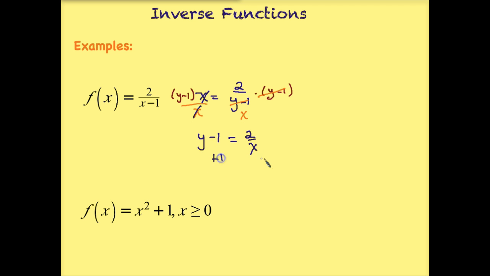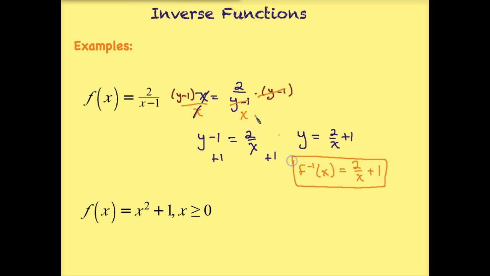Finally, we can add 1 to both sides, and we have a function that's y is equal to 2 over x plus 1. Now we have our inverse, and to represent our inverse, we would write it in inverse notation. f inverse x is equal to 2 over x plus 1. We've already defined our domain and range for this function, so let's move on to the next function.